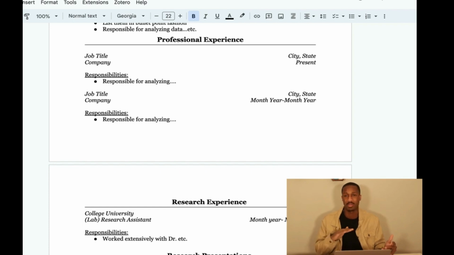I'm not saying completely void all of the different things that you've done in your lifetime in terms of all the jobs that you've done. I'm just saying you might have to pick and choose what makes the most sense. If I was a manager in a retail store, I would put that in there. Why? Because even though it doesn't necessarily pertain to clinical experiences, it does pertain to professional experience, right?